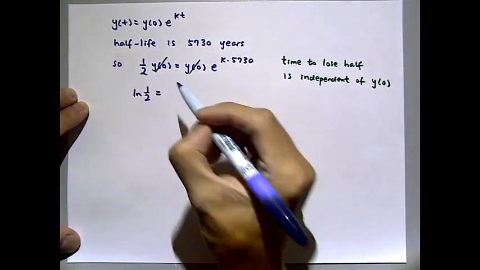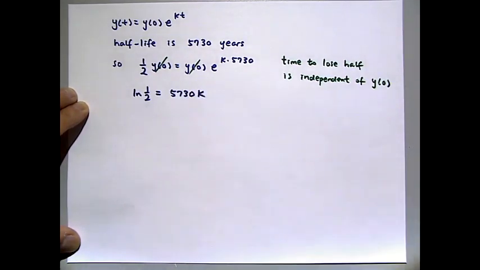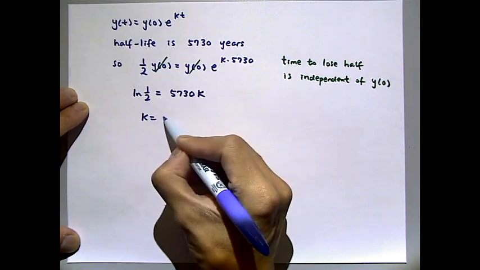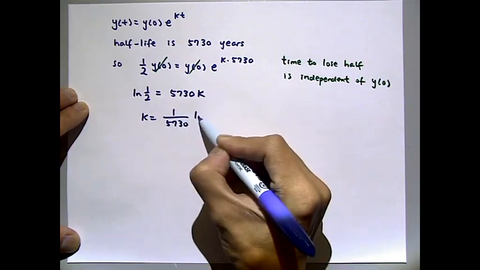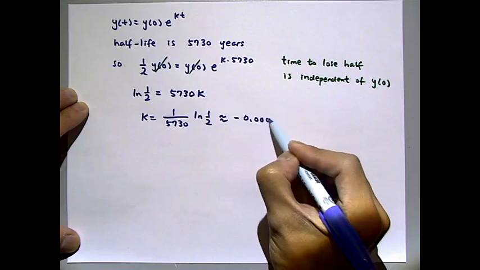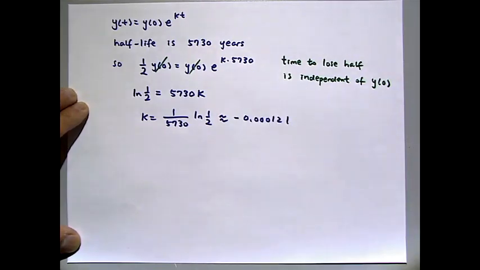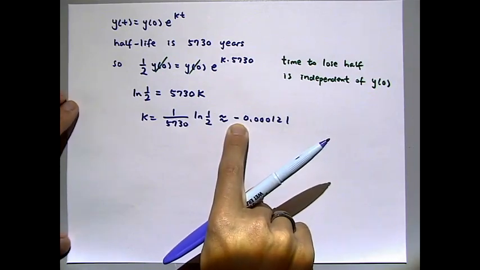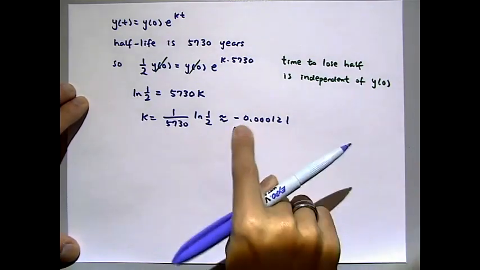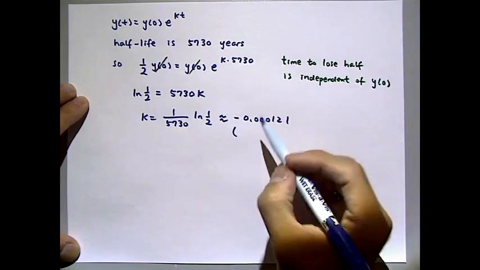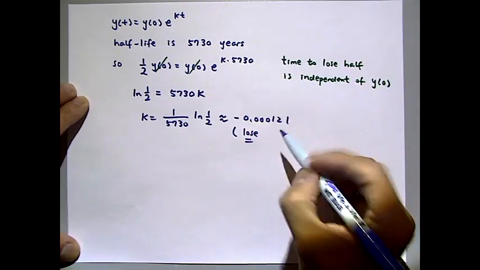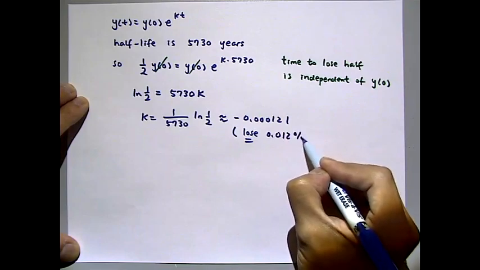Take the natural log. Natural log of e to the something is just something. So k is equal to 1 over 5730 ln of 1/2, which is negative 0.000121. Negative k, we're losing something. The rate of change is negative. We're losing something. So that's the relative rate of decay. So this tells us that we lose 0.000121, which is 0.012% per year.